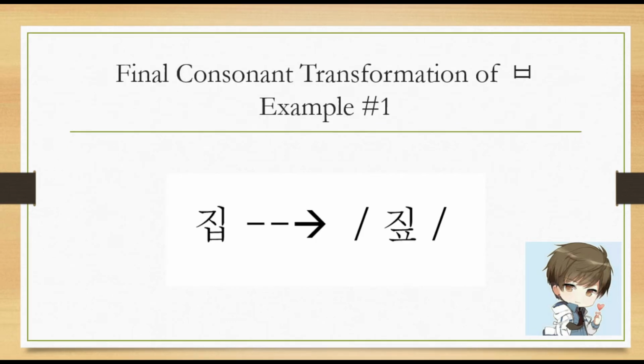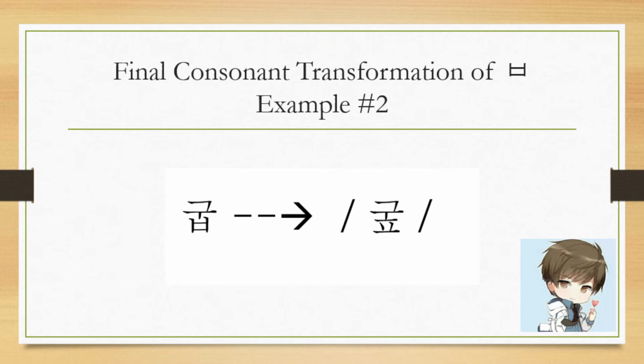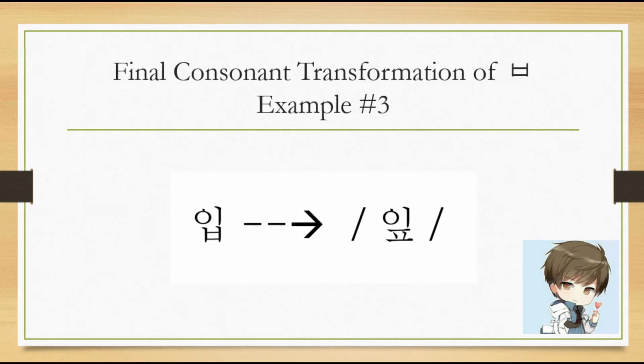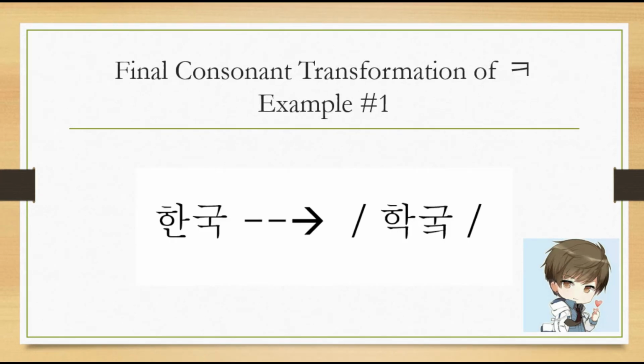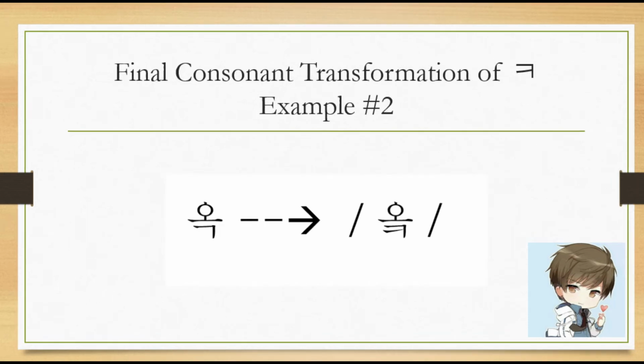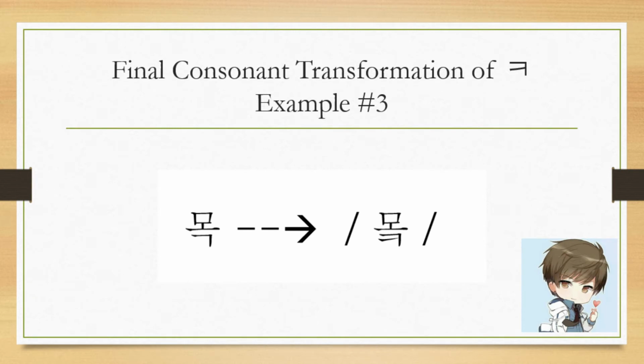So first example, we have Jib. Jib yung spelling, kaso ang pronunciation mo dyan ay jip. Second one is kub. Pronunciation yan ay kup. Third one is ib, and pronunciation yan is ip. Fourth one is hanggug, but you pronounce it as hangguk. Fifth one, ang spelling yan ay og, but the pronunciation is ok. And lastly, we have mog, and the pronunciation is mok.